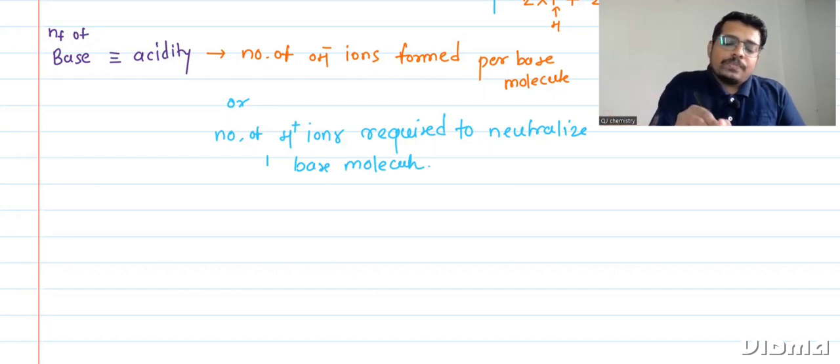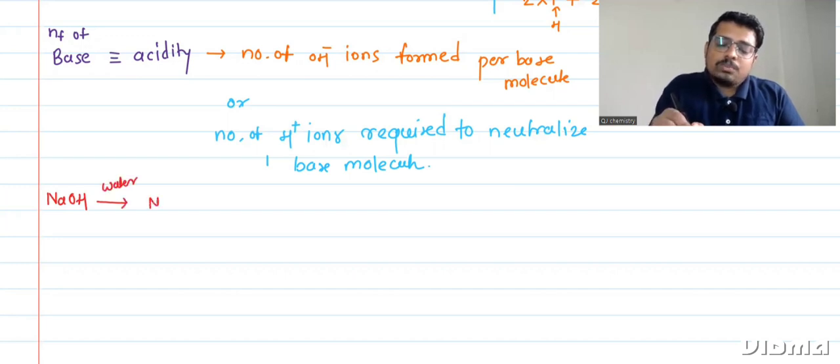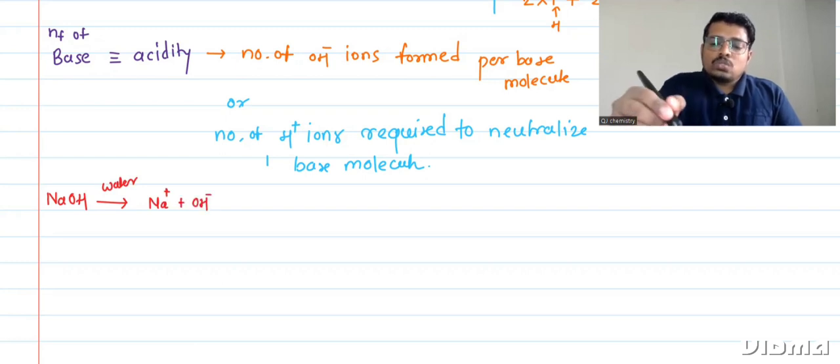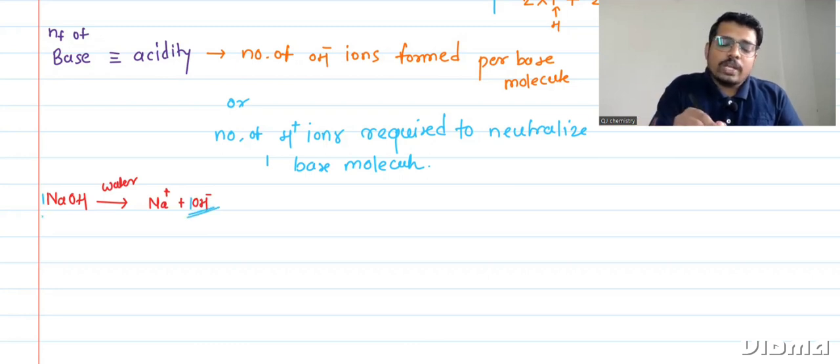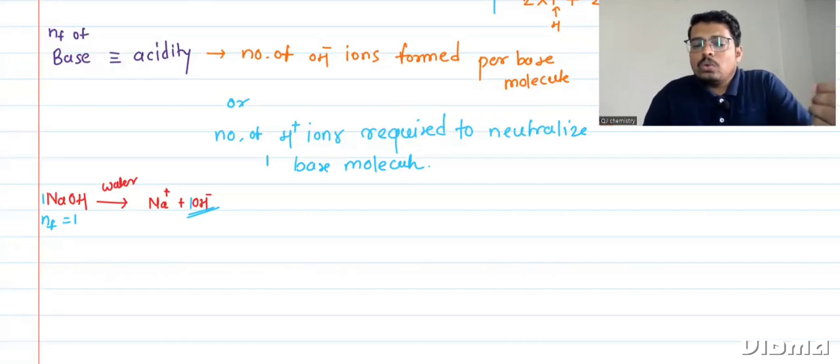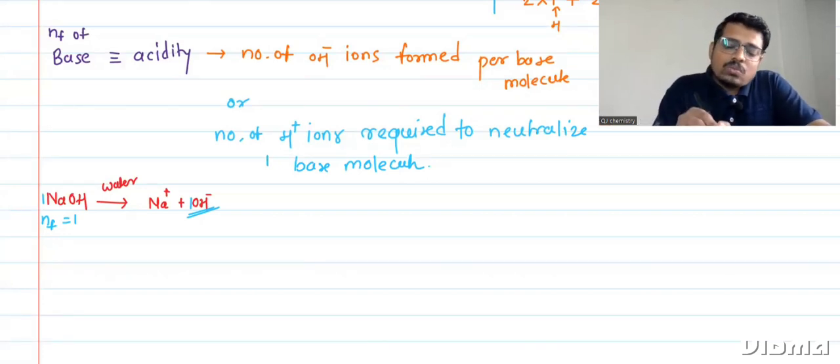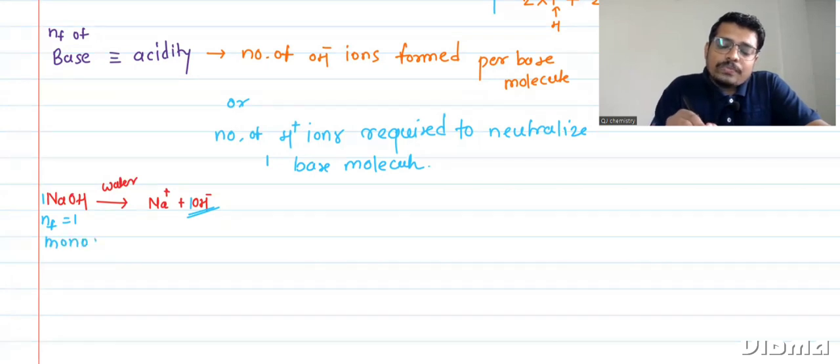For example, NaOH base. NaOH, when it is added into water, what will happen? It gives Na plus ion plus OH minus ion in water. So one NaOH gives one OH minus, so its N factor is equal to 1. So NaOH is a monoacidic base. Because its N factor is 1, it is known as monoacidic base.